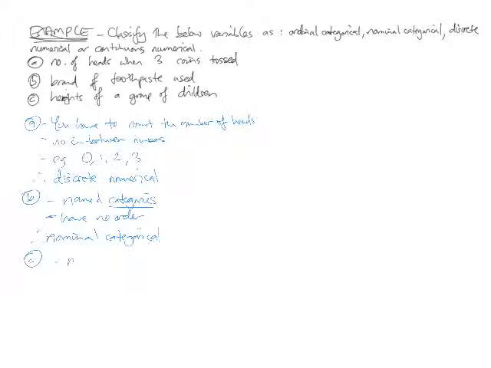And lastly, C, heights of a group of children. Well, it's measured. It can be anywhere between the shortest and tallest kid. Now, the main thing is it's measured. It can be between these sort of values, so it's going to be continuous numerical.